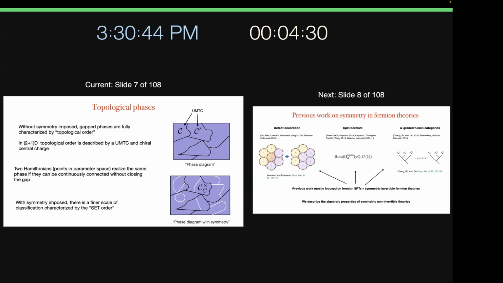And moreover, certain Hamiltonians which realize a topological order may have the symmetry act on them in different ways. So it provides a finer grained classification on the set of gapped phases.